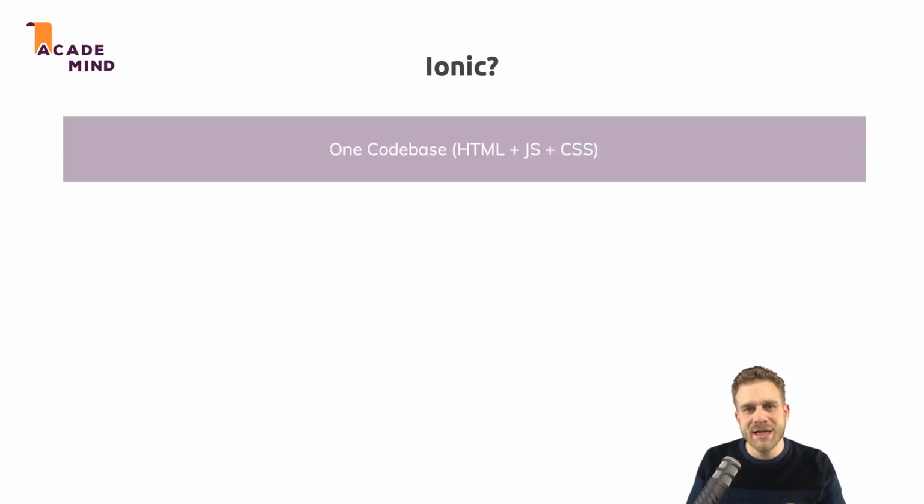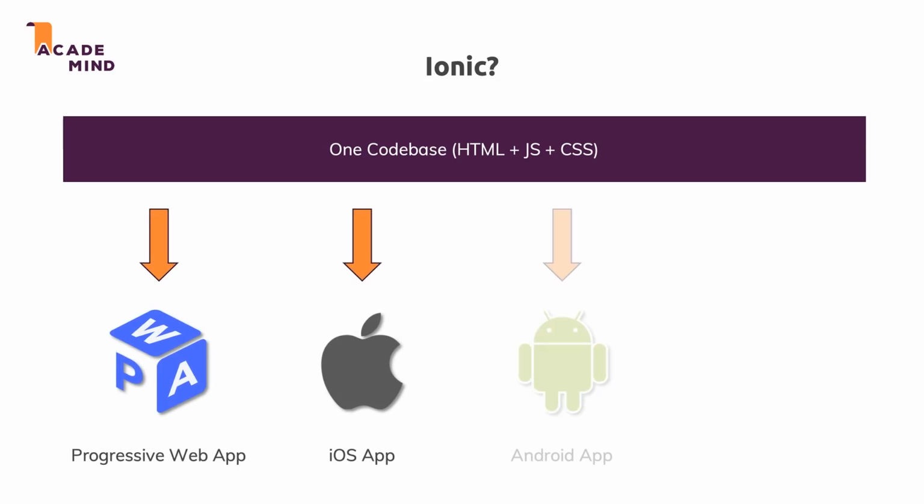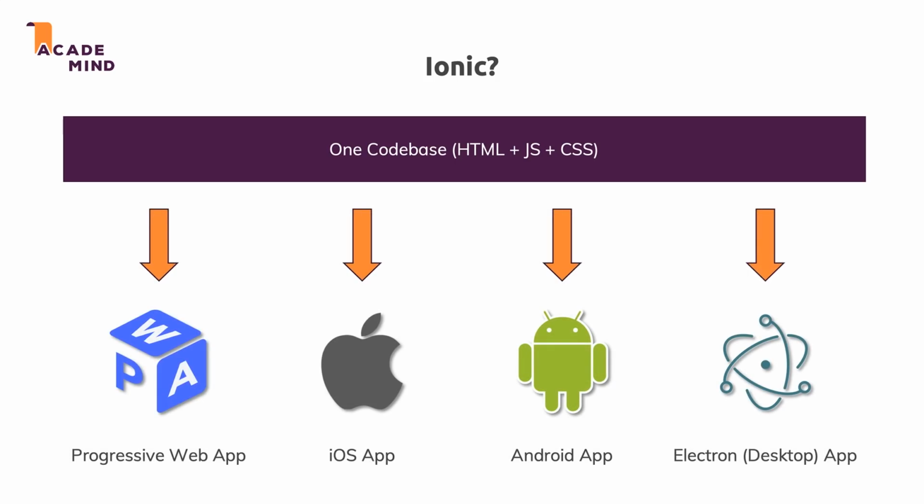to Ionic is that you have one code base which you create with web technologies, so with HTML, JavaScript, and CSS to get different kinds of applications. And since Ionic 4, that could be a normal web app or a progressive web app, so basically an enhanced web app, but still an app running in the browser.